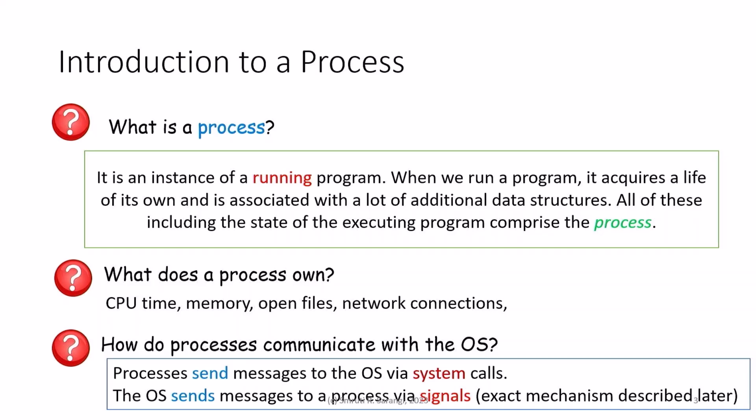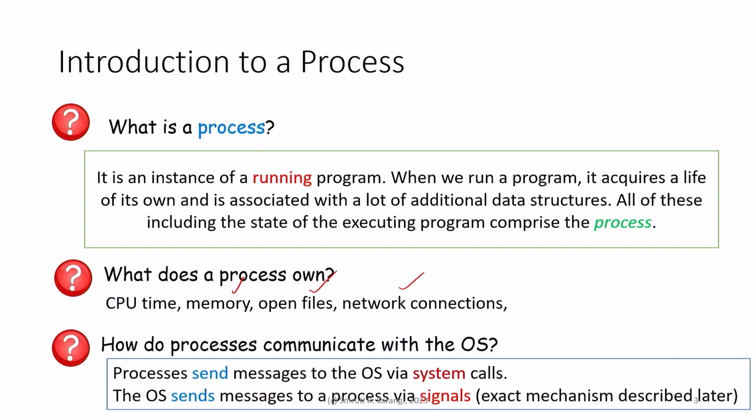What exactly does a process own? Clearly it owns some access to the CPU in terms of guaranteed CPU time in the future and the amount of time it has taken in the past. The latter for bookkeeping and the former for ensuring that the process runs. Then memory, open files, network connections, so on and so forth.